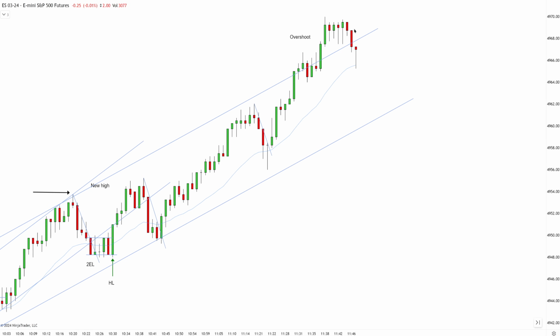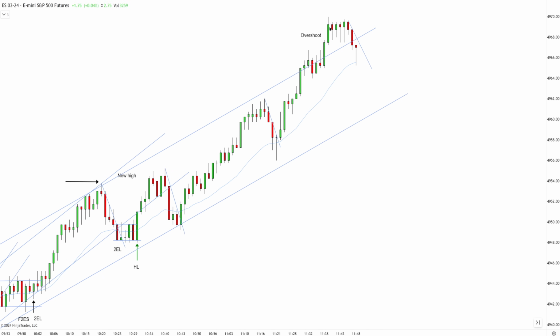This means I'm going to be skipping any second entry long at the EMA because we can break the channel. We can have a stronger pullback. I'm going to be drawing the channels wider, respecting the corrections. Don't be hasty. Don't be too eager to enter because it looks too bullish. But this is exhaustion. Expect price action to pull back stronger.